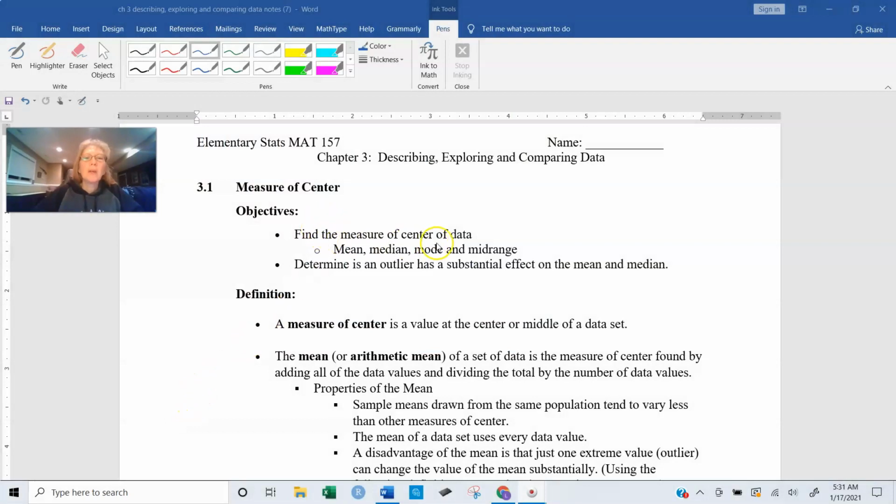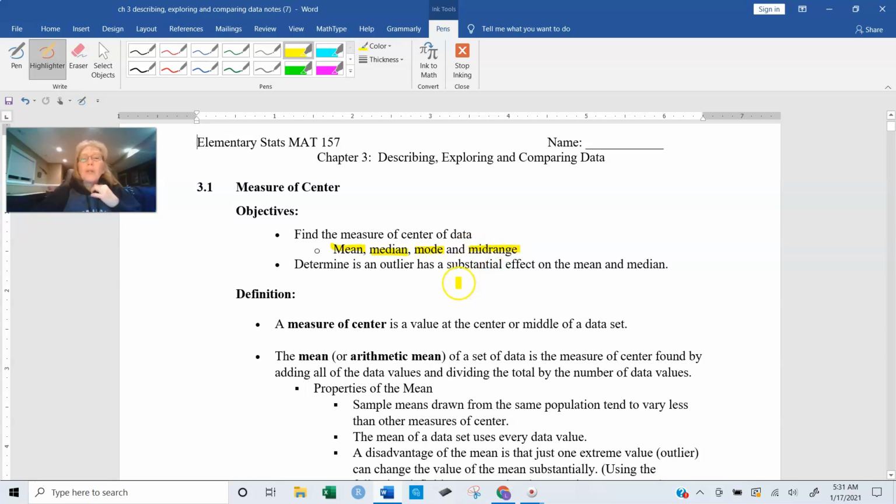All right, measure of center, it's just telling you what the center of the data is. There are 4 different types of measure of center. There's the mean, which you probably would have known as the average, the median, which is the middle, the mode, which is the value that occurs the most often, and there can be more than one mode, and the mid-range, or the middle of the data.